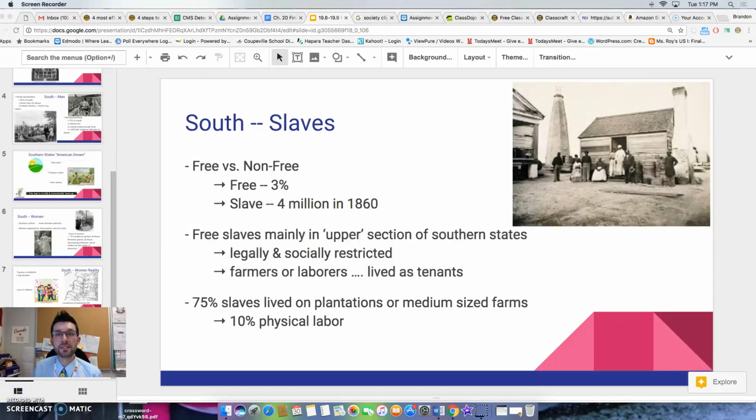75% of slaves lived on plantations or medium farms. 10% did physical labor that was seen as below whites. So that's very menial labor.